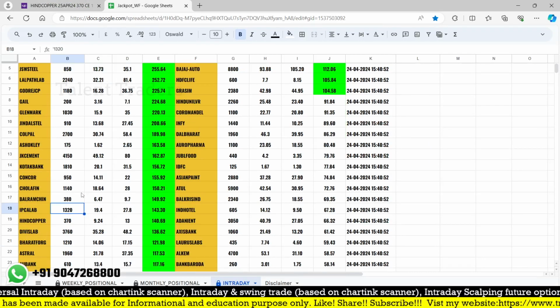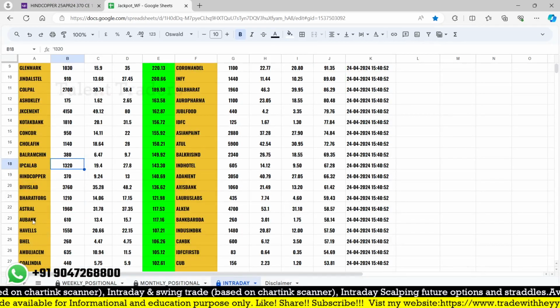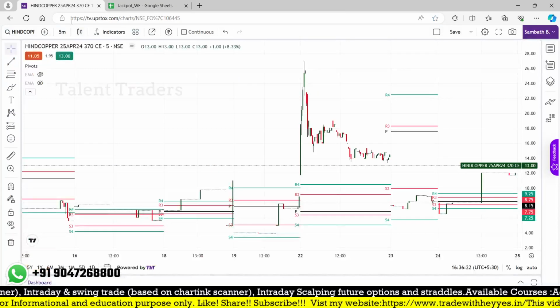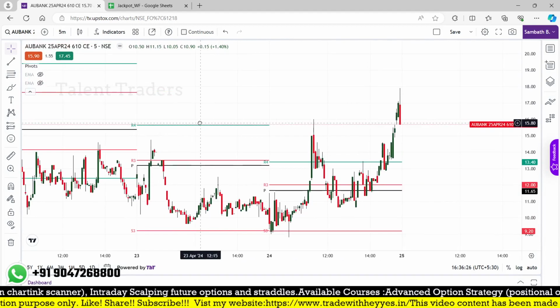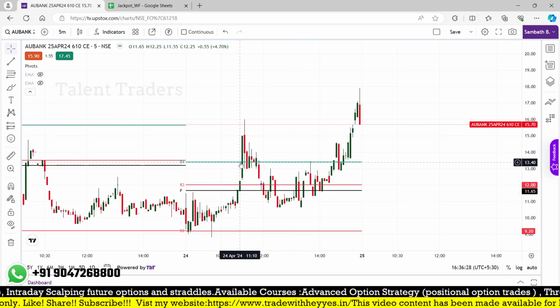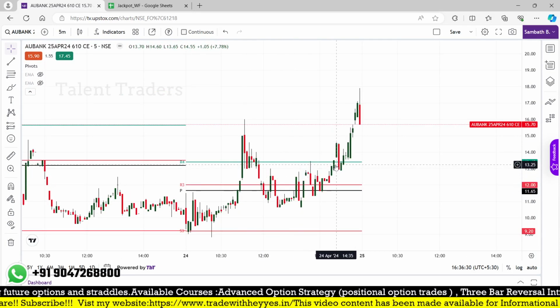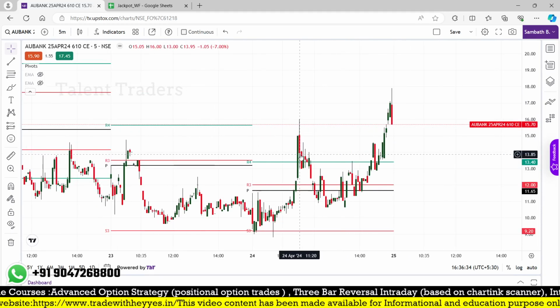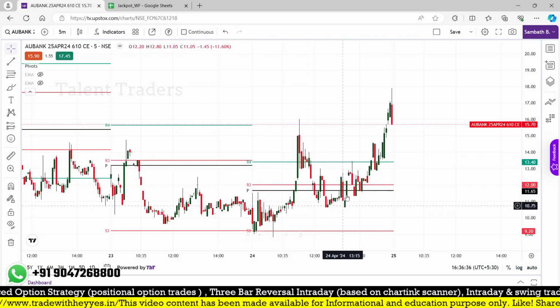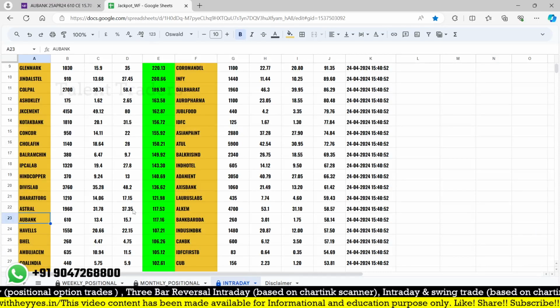So for liquid stocks, I'm focusing on AU Bank, which would be liquid, 610. Let me go for the AU Bank 610 call option. It's normally liquid, though you can see some liquidity issue. In this case, it was triggered initially and that triggered our stop loss. The second time it gave you the breakout, and this time it was moving well. So this is what a liquid one looks like. I can see every time it is taking a trade.